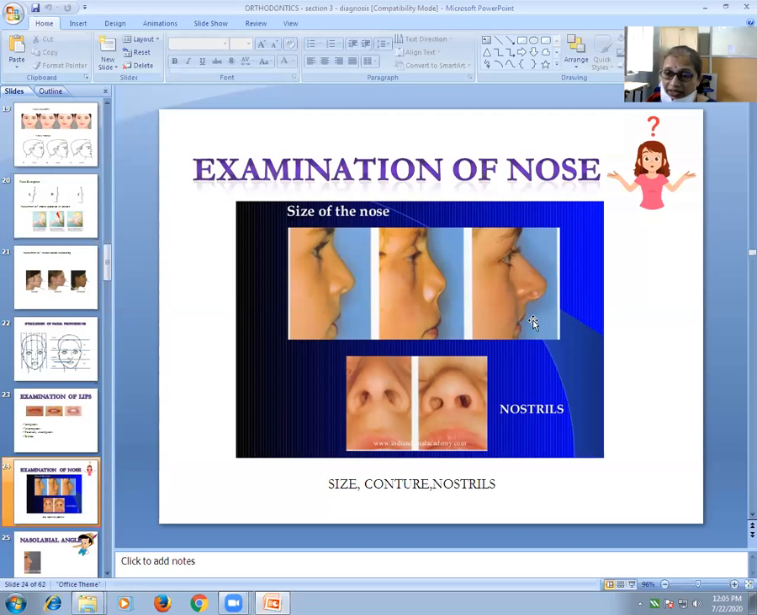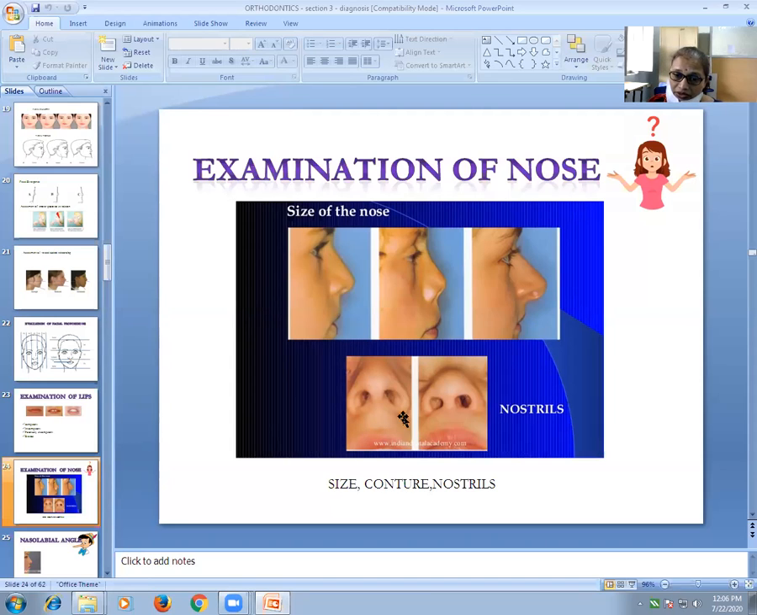That means if the patient has proclined upper incisors and you decide to extract the upper premolars and retract them, what will happen after retraction? This lip will fall backward and this nose will look crooked, and there will be an old-age appearance in the face. So you will have to consider the nose size and shape, and you should compare it after treatment.